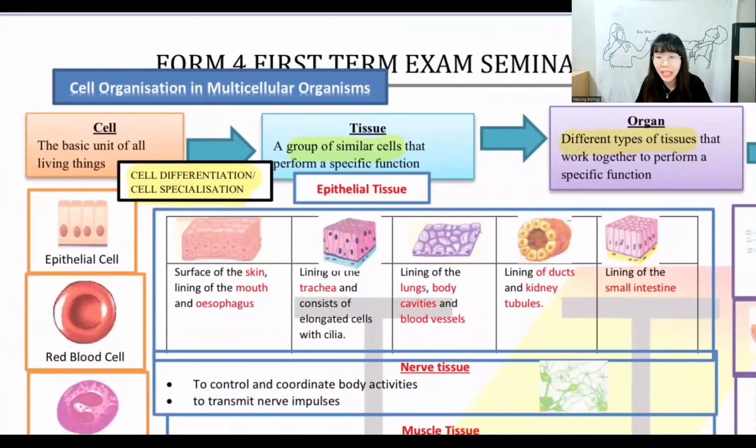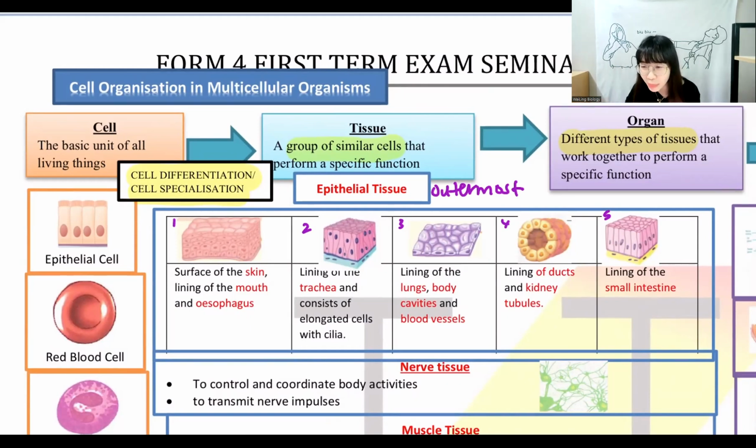We have epithelial tissue. In human, in animal cell, what does epithelial mean? Epithelial means the outermost layer. It's not necessarily just the skin. We have internal organs as well, okay? The outermost layer. So we have 5 different epithelial tissues. 1, 2, 3, 4, 5. They don't really have names because we don't have to remember the names. We only have to know the location.